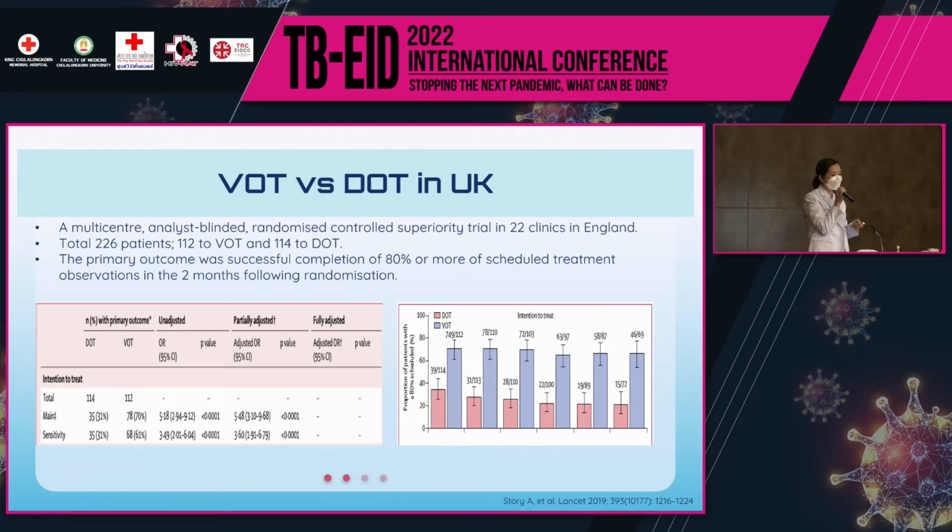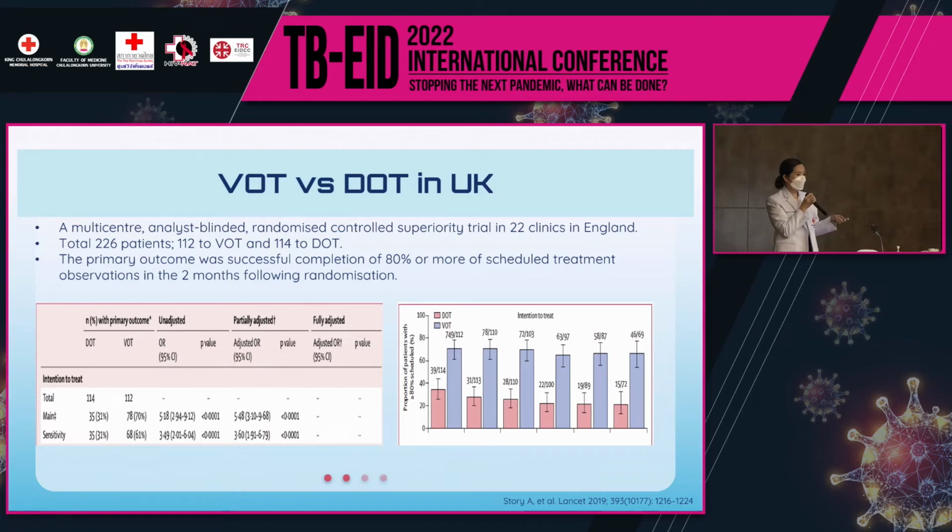You can see on the right-hand side the bar chart, where the purple bar represents the VOT and the red bar represents the conventional DOT. The left-hand side is the table that shows the logistic regression of the 2 arms, the control and the intervention, in which VOT had a high odds ratio of about 5.2, a statistically significant difference.